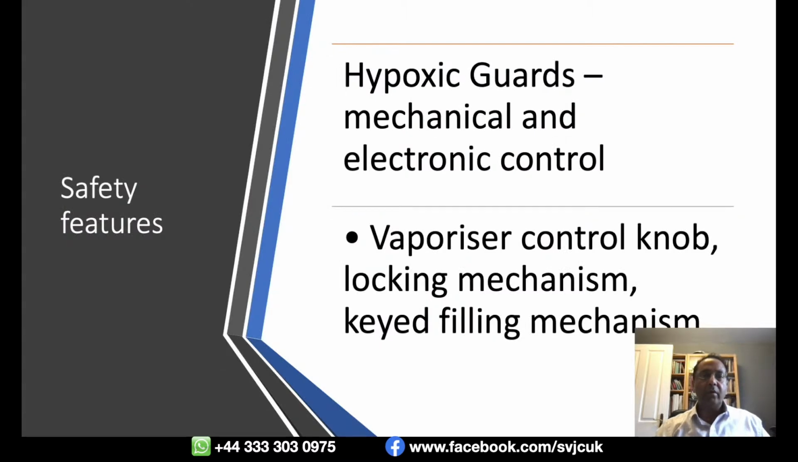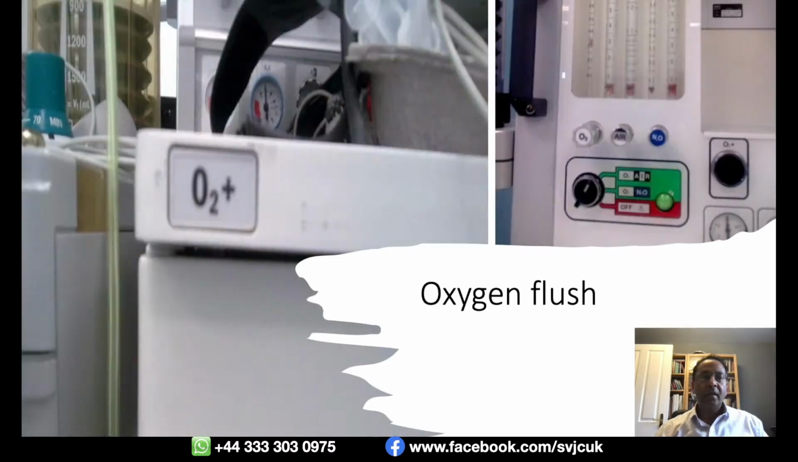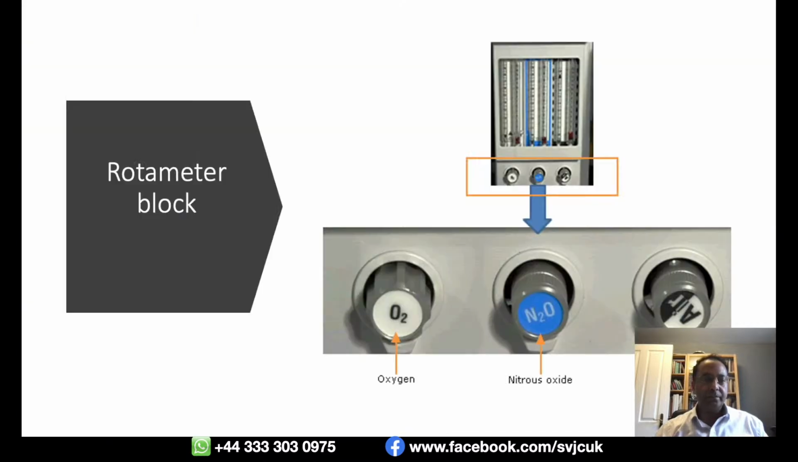So we already talked about the hypoxic guards. Then we also talked about the vaporizers. There is a control knob. There is a locking mechanism. So once one vaporizer is in use, you cannot start the second vaporizer. And there is also a keyed filling mechanism available in those vaporizers. This is the oxygen flush, which administers oxygen at high flow in situations where you want to deliver 100% oxygen while administering the anesthetic. The rotameter block, we talked about that.